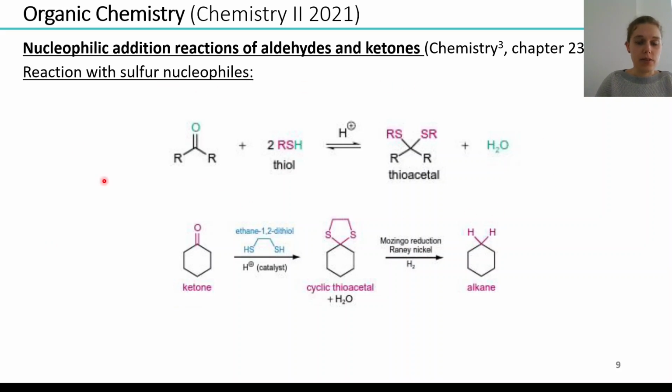Here you can see the overall reaction mechanism. So we start with either a ketone or an aldehyde with two equivalents of thiol, again with the help of an acid catalyst. Then we form this thioacetal and water. Thioacetals are important compounds for organic synthesis, as they can be reduced by Raney nickel and hydrogen in the so-called Mozingo reduction. Hereby, both carbon-sulfur bonds are replaced by carbon-hydrogen bonds. It means the reaction can be used in order to convert an aldehyde or ketone into an alkane.